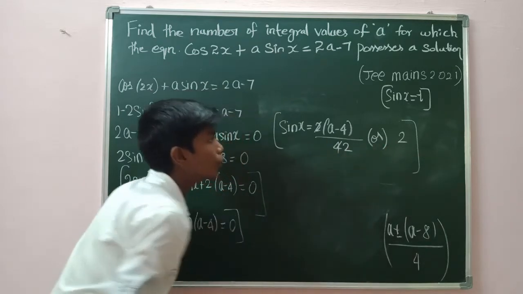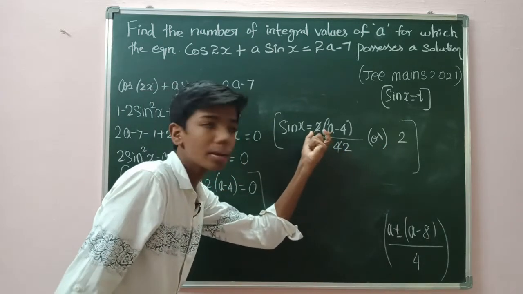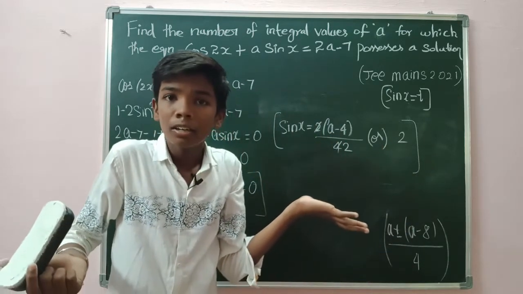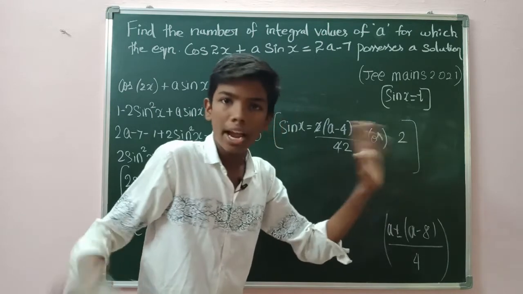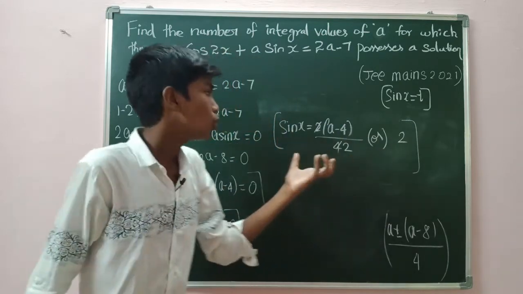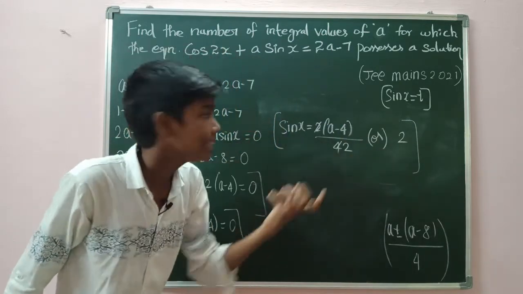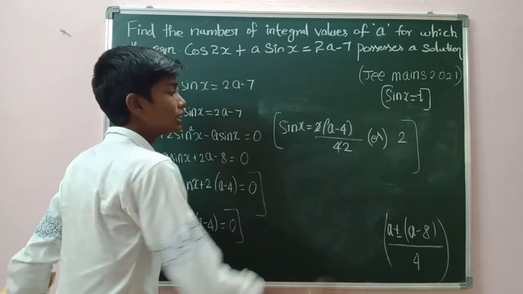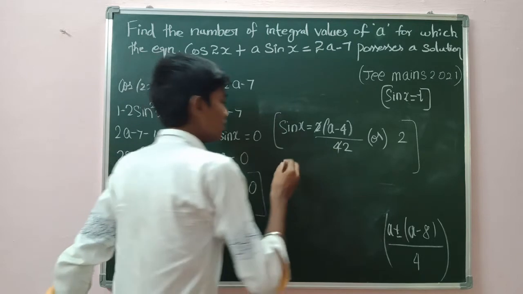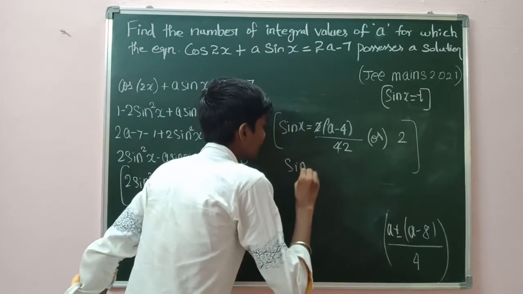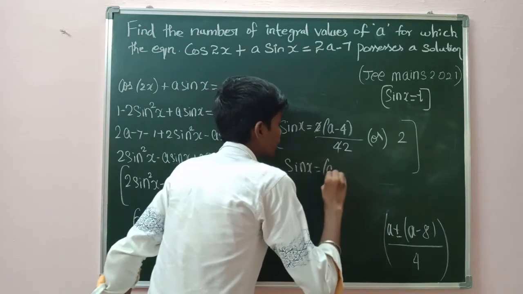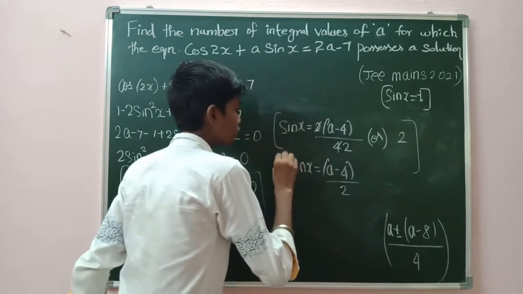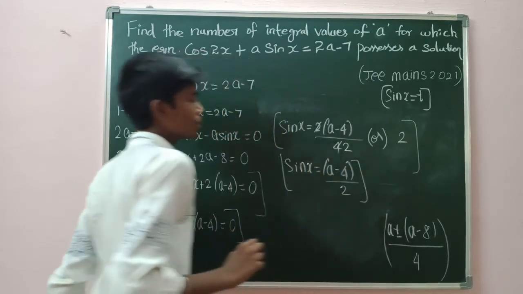Absolutely this root, because only in this root do I have a in the numerator, that is a minus 4. But in this root, I am not having a in it. So I don't need to consider this one. The only root where I have a is (a minus 4) by 2. So I am going to consider this equation. When I consider this equation, I will take sin x as (a minus 4) by 2. Guys, these are all very good concepts. So sin x is equal to (a minus 4) by 2.